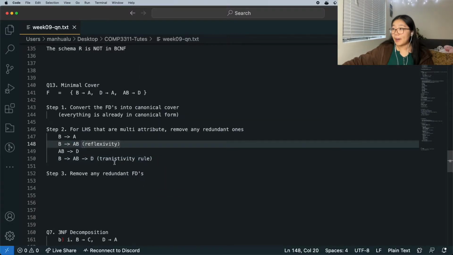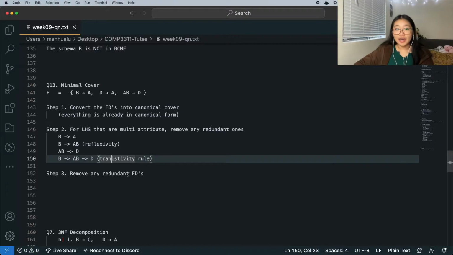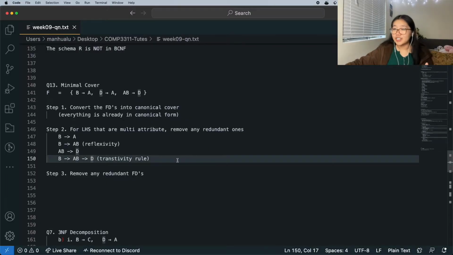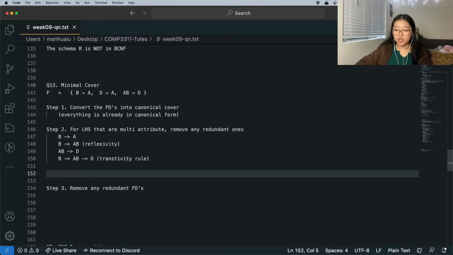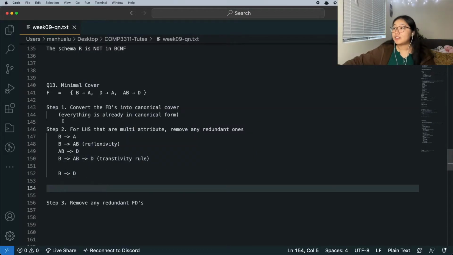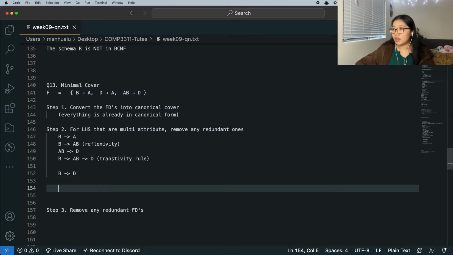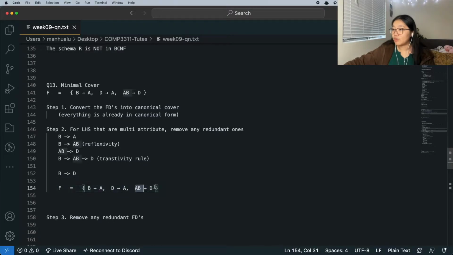okay? And so you'll realize that this AB here in the middle is not actually necessary. Because of this rule, we can just reduce all this to B gives us D. So what I mean by that is that the new functional dependency set can become: we remove this AB gives us D and just replace it simply with B gives us D.